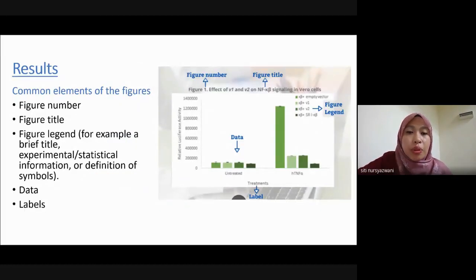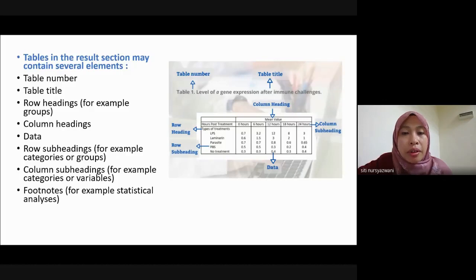Okay, ni contoh result perlu ada apa. So common elements dalam figure. So macam saya cakap tadi, perlulah you present you punya data dalam bentuk figures, dalam bentuk tables. Okay, so macam yang ini dia ada figure number, perlu ada figure number. This one is more to format lah. Okay, figure number, perlu ada figure title, and then label. Okay, and also dia punya legend. So ni apa yang perlu ada dalam dia punya graph ataupun table. So macam ni table, so table number, table title, okay, perlu ada lah semua ni.